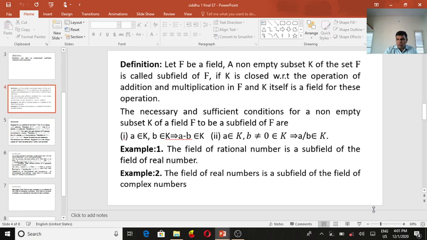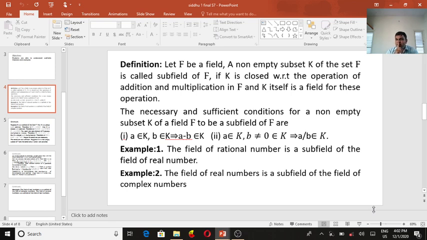But what does it mean that K is closed with respect to addition and multiplication? We already know the definition of subring and ideals. If a belongs to K and b belongs to K, then a plus of minus b belongs to K. So in the case of a subring, a plus of minus b means a minus b belongs to K.